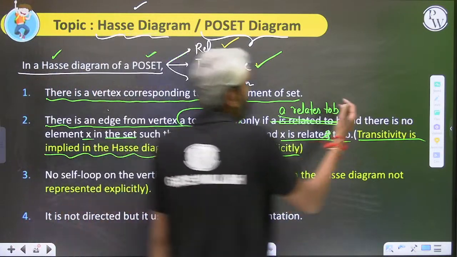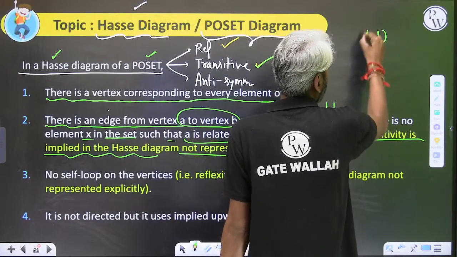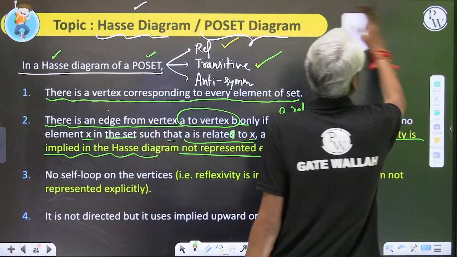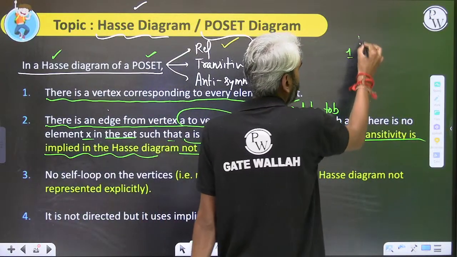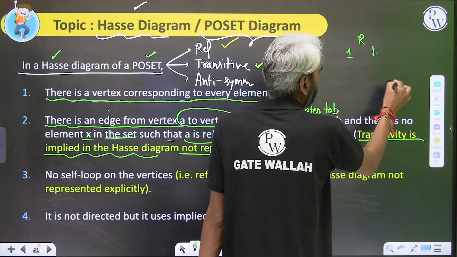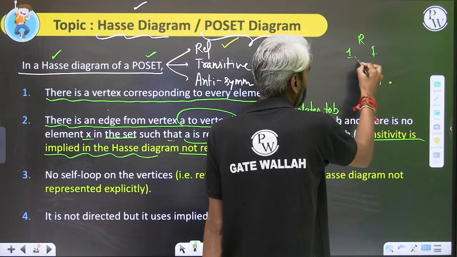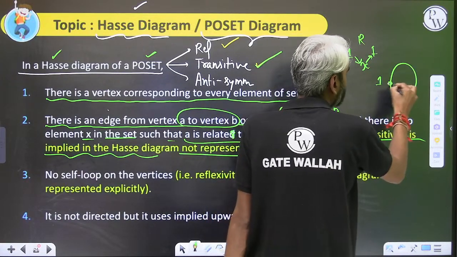Clearly, another thing is, sir, when we talk about a poset, we know that (1, 1) will definitely belong to the relation. Why? Because the relation is a reflexive relation. So we know that 1 relates to 1. So if we have a vertex 1, and because 1 relates to 1 and there is no other element x such that 1 relates to x and x relates to 1, then we will try to draw a self loop.